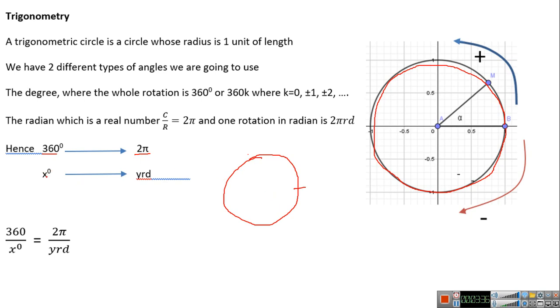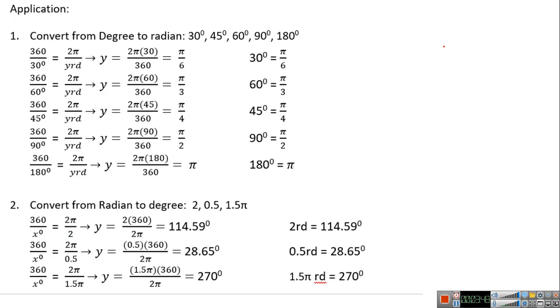If you have x degrees, you convert it into y radians. This is the relation between degree and radian. So 360 over x degrees equals pi over y radians.